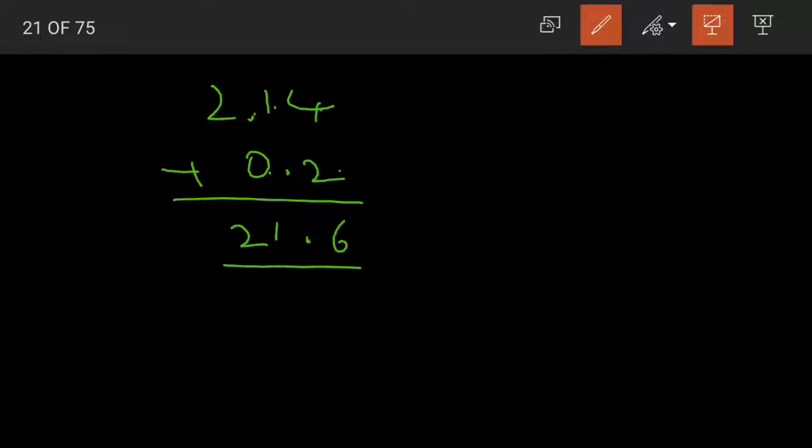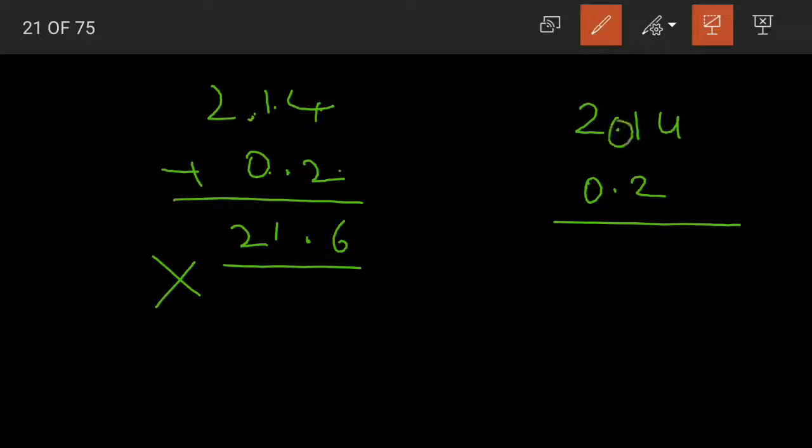2.14 plus 0.2. Example here is 2.14 plus 0.2. If I write like this, what will my answer be? 21.6 will be my answer. But this is wrong. What is the correct answer? See, the points should be one below the other.